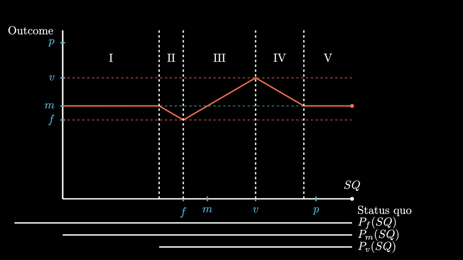Finally, Region 3 represents moderate status quos that lie between the pivots and therefore cannot be changed at all. Any status quo policy in this region is already in equilibrium, so the slope of the line describing the relationship between status quos and outcomes is exactly 1. The status quo equals the outcome.